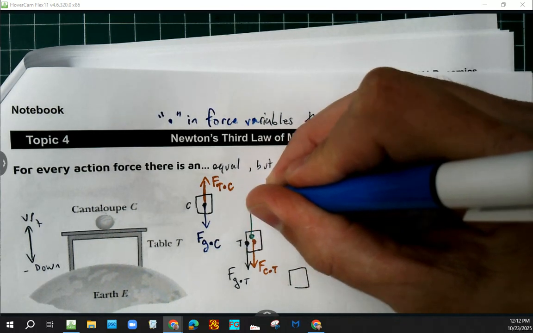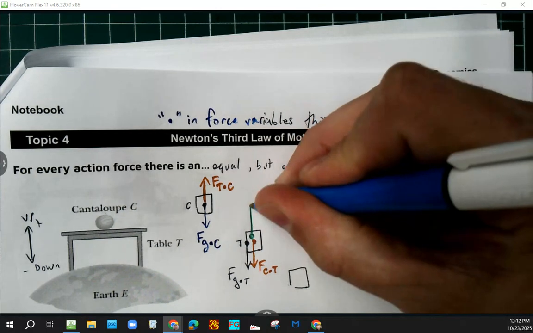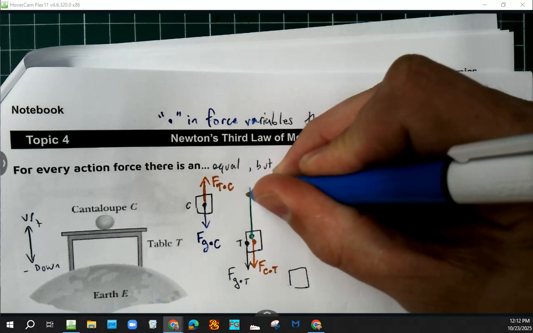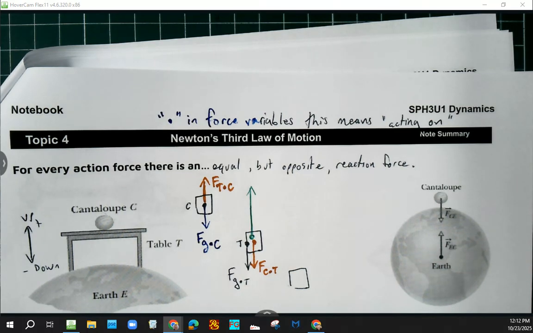Force of the table, I'm going to be careful about this. I'm going to make this really big. Can anybody tell me why that's really big? Think about what's happening to the table. Is it going up or down, or is it staying put? Why did I make the green one really big? Yeah.